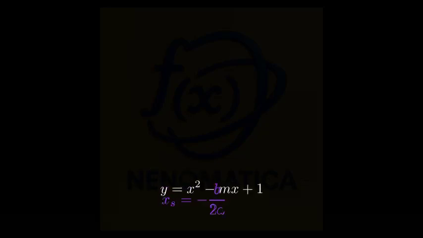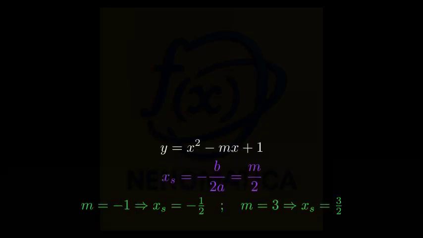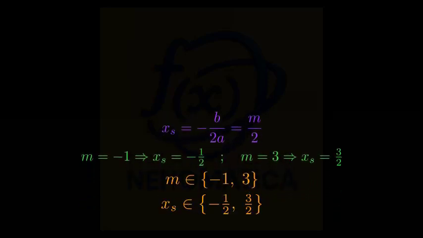Step 4. For the quadratic y equals x squared minus mx plus 1, the x-coordinate of the vertex is -b over 2a, which simplifies to m over 2. Therefore, when m equals -1, x sub s equals -1/2. And when m equals 3, x sub s equals 3/2. Final answer. The parameter m can be -1 or 3. The vertex x-coordinate for y equals x squared minus mx plus 1 is m over 2, that is -1/2 or 3/2 accordingly.